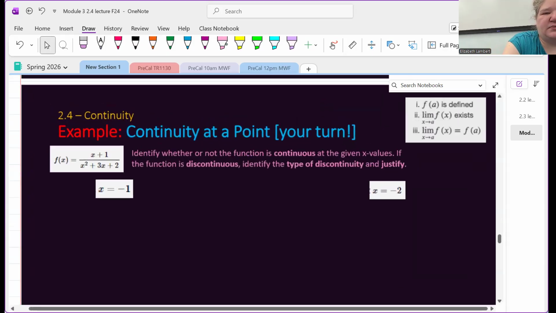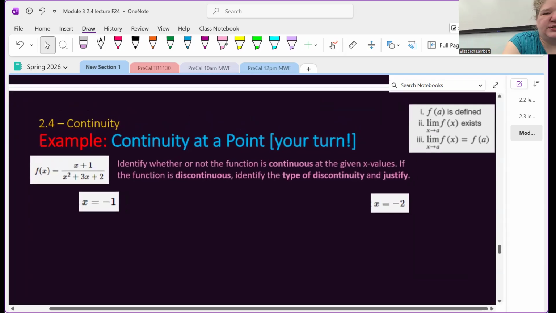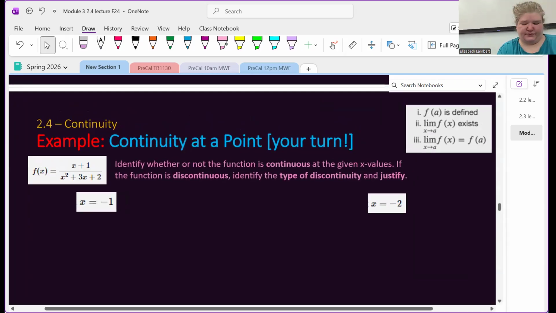Here, let me zoom in a little so it's a little bigger. And you can talk with your neighbor. You don't have to be silent about it. I mean, you could talk with someone across the room if you want, but that might be a little awkward.